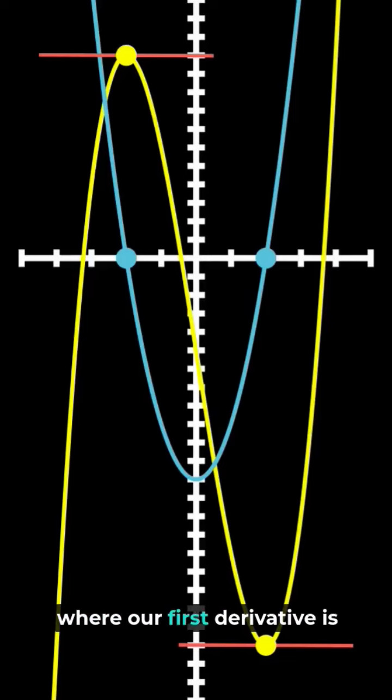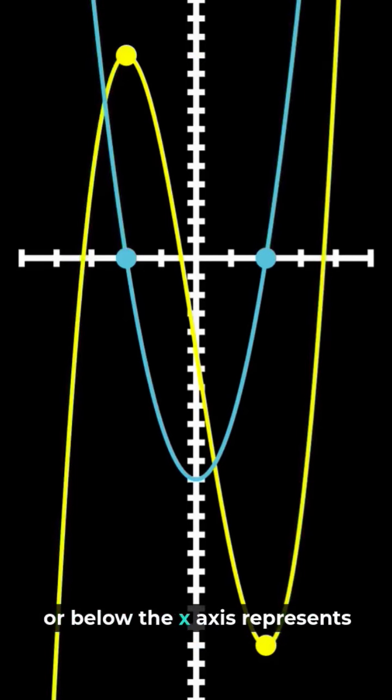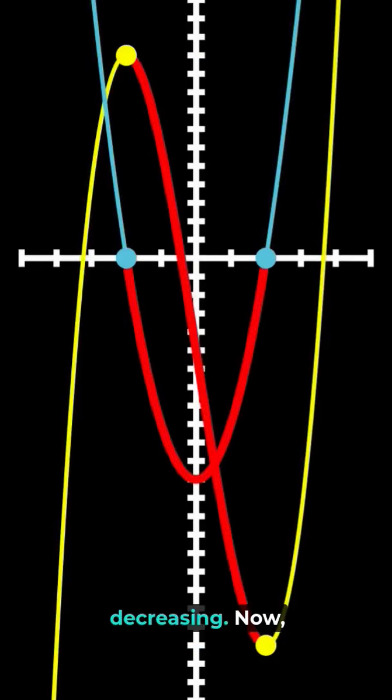Now, where our first derivative is positive or above the x-axis represents where our function is increasing, and where it's negative or below the x-axis represents where our function is decreasing.